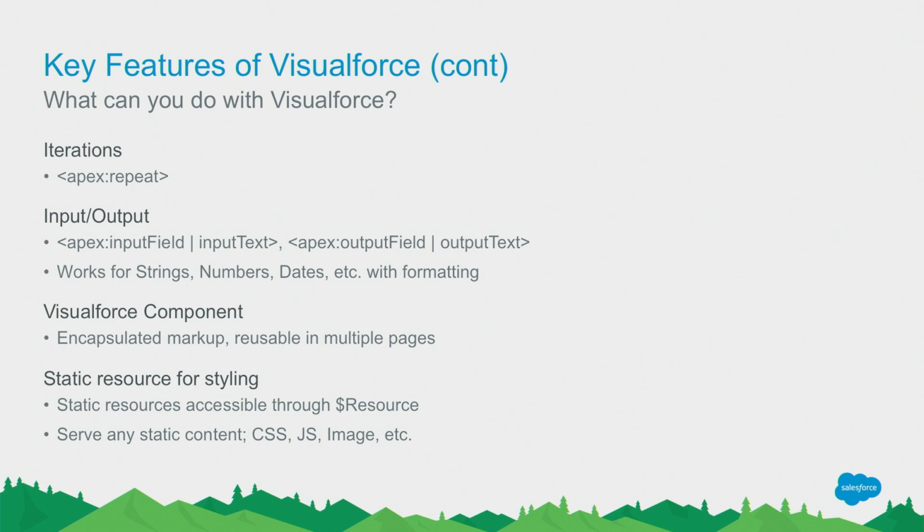And finally, sometimes you just want to render something static. It's not going to be dynamically rendered from a controller or from your page. You just want to pull in a CSS file or a JS file, and you can use static resources for that. Upload those files and then reference them in your pages using the $resource special variable.